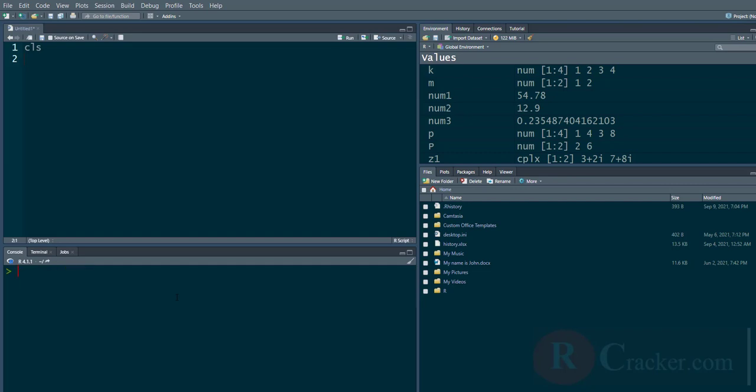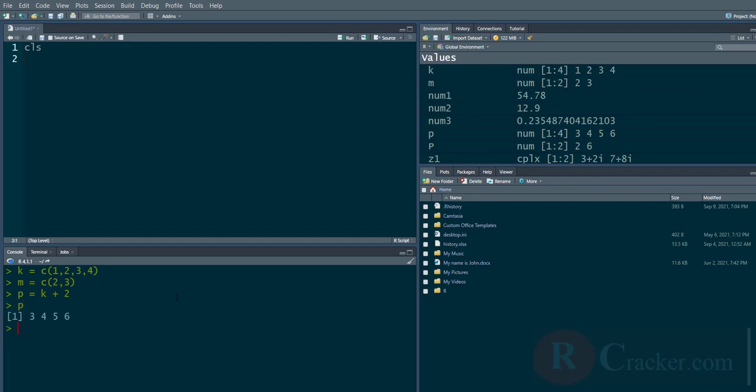Say I have this, Control L, I'm clearing the screen, and I have a variable k equal to a sequence of numbers, say 1, 2, 3, 4, and then you have m equal to c of 2, 3. You need to have the c there because that's the syntax. Now I want to evaluate this expression. So p is equal to k plus 2, and then I am printing p.